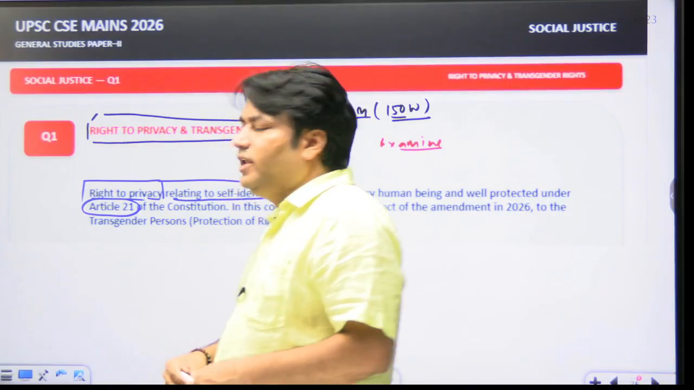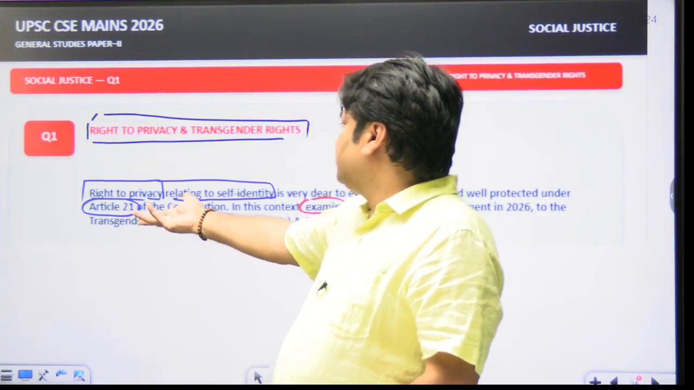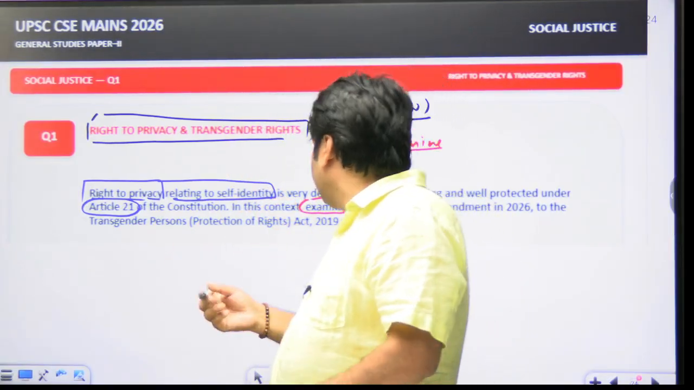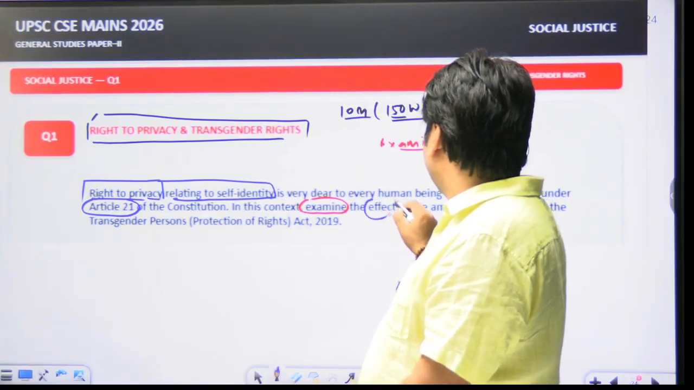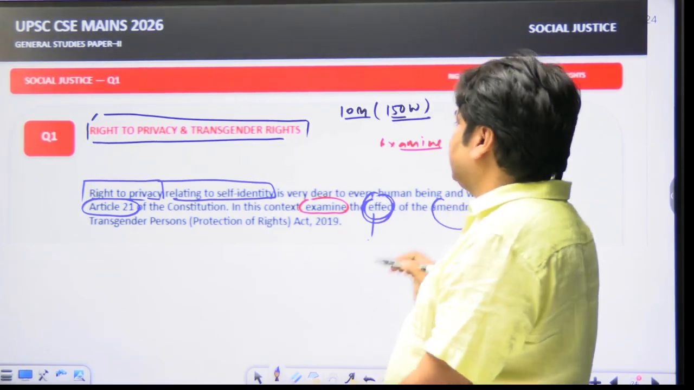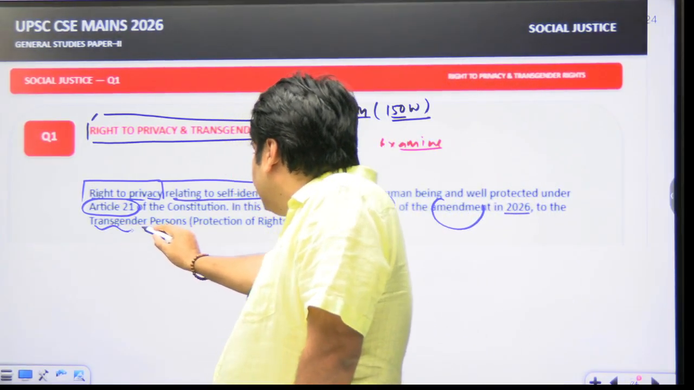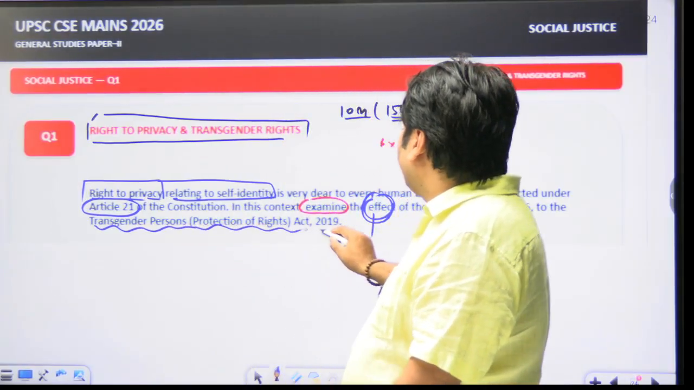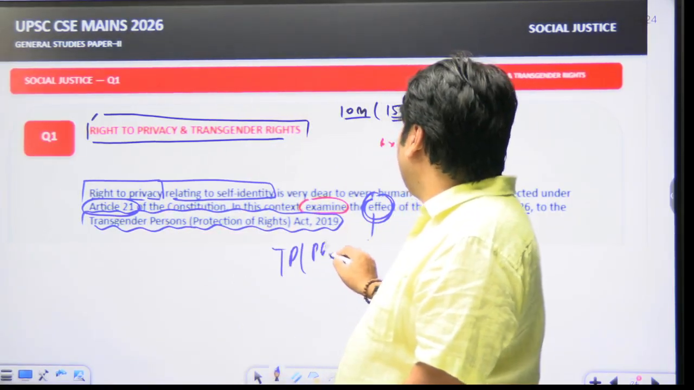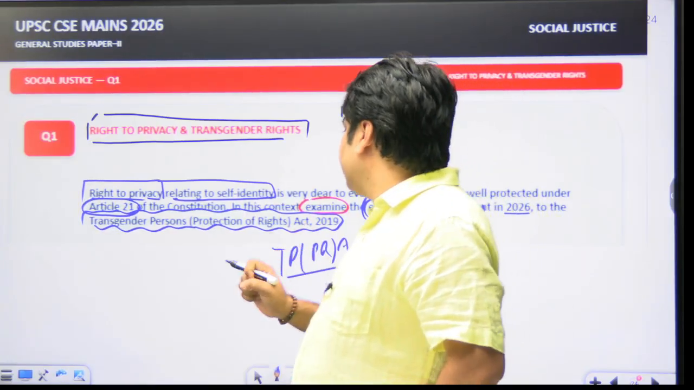It means that from Polity and Constitution, Article 21, right? Now, Article 21 is closely related to this right to privacy, related to self-identity, and in this context, examine the effect. Here again, this is a keyword, effect of the amendment in 2026. Amendment where? Amendment to the Transgender Persons Protection of Rights Act 2019, that is TPPRA 2019, Transgender Persons Protection of Rights Act 2019.